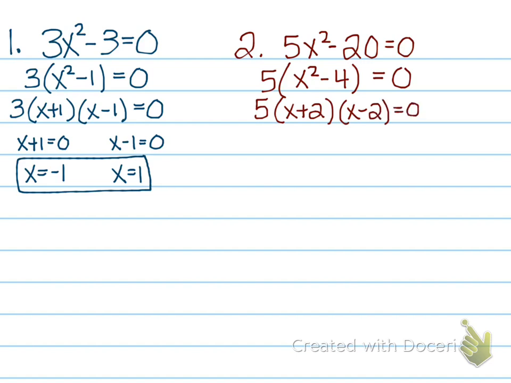So if we have x plus 2 equal to 0 and we solve that, we get x equals negative 2. Over here, if we have x minus 2 equal to 0 and we solve that, we have x equals positive 2. And those are our two solutions.